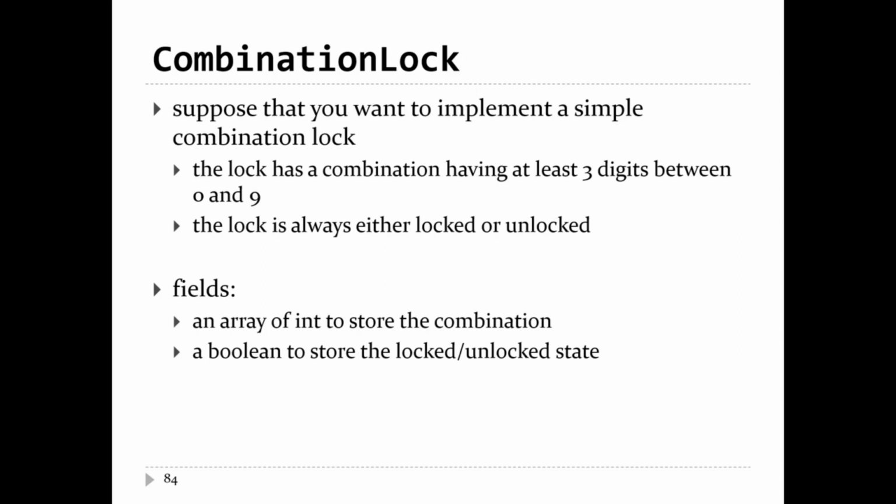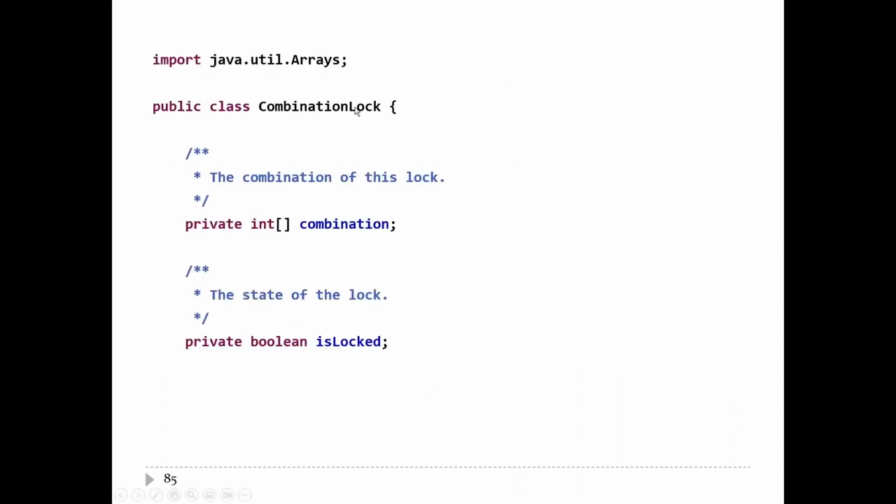So when I go to implement this class, I have to pick some fields. Right? One of the fields I need has to be able to store at least 3 digits, so I'm going to use an array of int. The other field needs to represent the state of the lock, so I'm going to use a Boolean value for the state of the lock. Right? So the field will be true if the lock is locked. It'll be false if it's unlocked. Okay, so our class combination lock. Every lock has an array that holds the combination of the lock. It has a field that says whether or not the lock is locked.